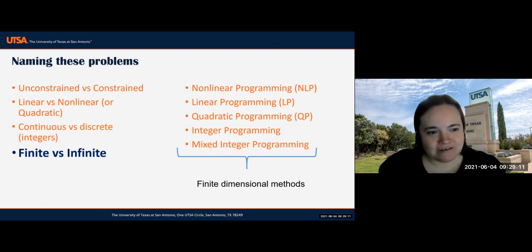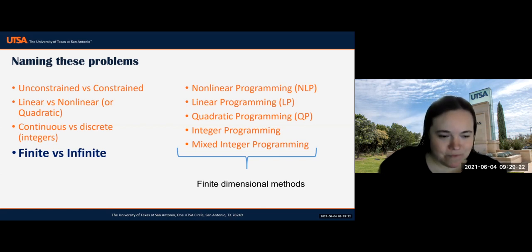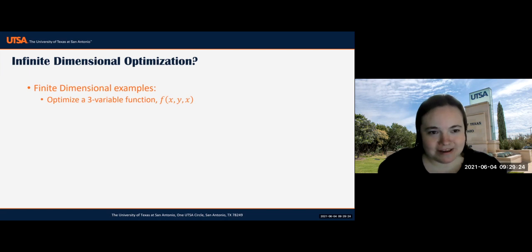So that brings us to the last distinction that we've mentioned, which is this idea of a finite optimization problem versus an infinite optimization problem. So I want to talk about infinite dimensional optimization, and maybe give it some more clear labels other than infinite dimensional. But first, let's be clear about what finite dimensional is. So let's give some examples of finite dimensional optimization.